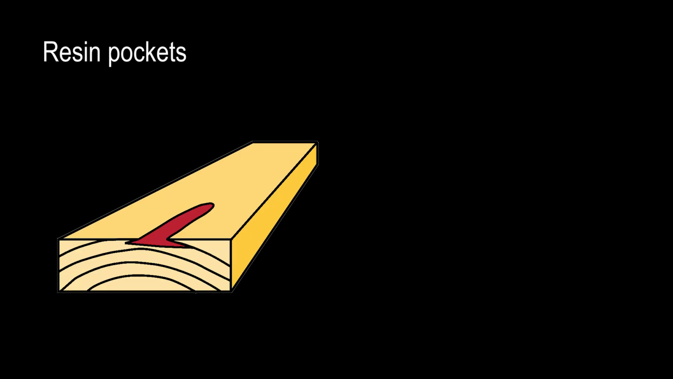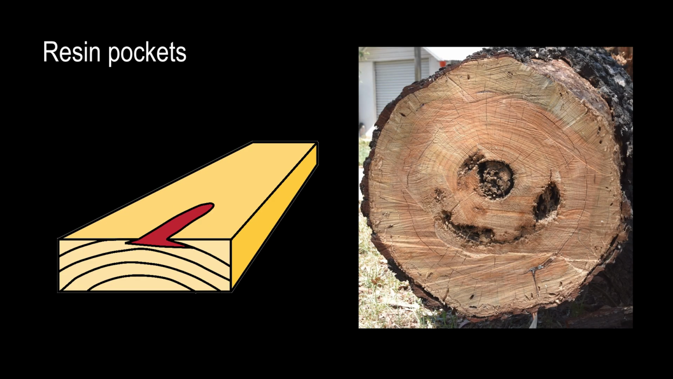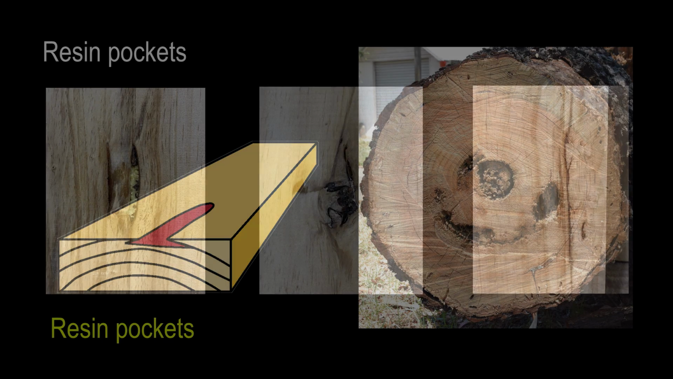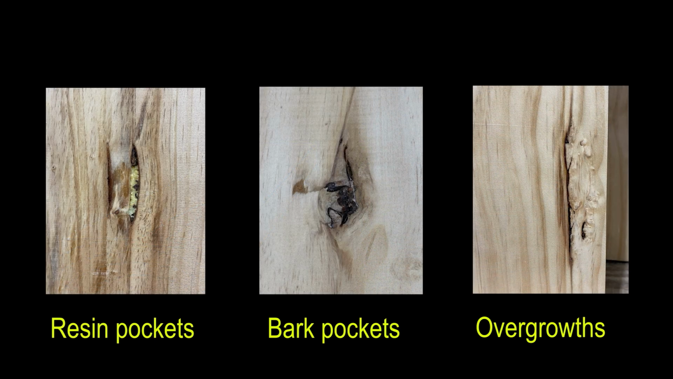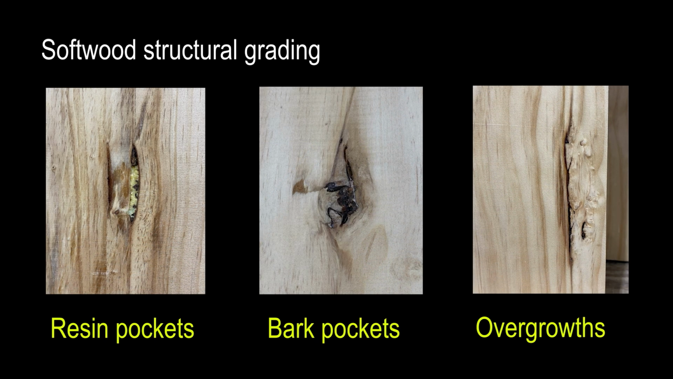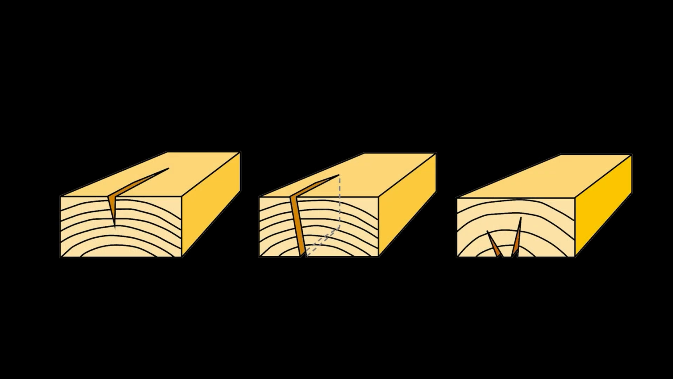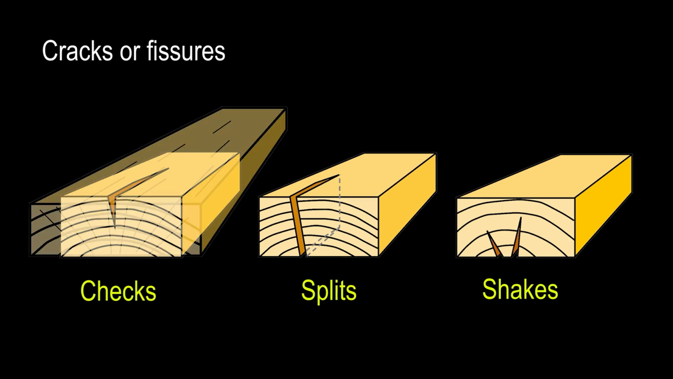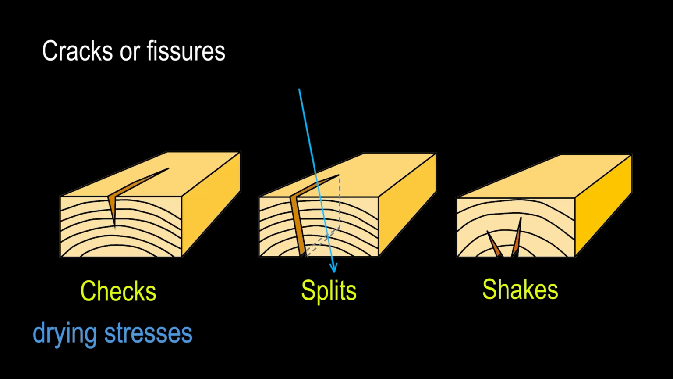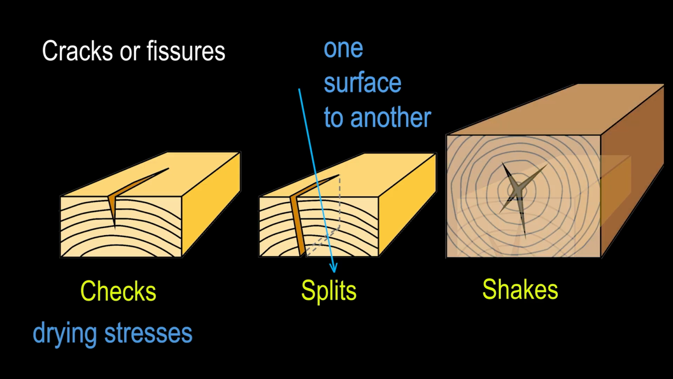Resin pockets occur when a tree suffers an injury and patches up the damaged area with resin. These pockets are often associated with bark pockets and overgrowths of injury, so in the softwood grading rules they're grouped together and assessed in the same way. The most common types of cracks or fissures in the grain are checks, splits, and shakes. Checks generally result from drying stresses. Splits occur when there is a lengthwise separation of fibers that runs from one surface to another surface. Shakes occur as a result of internal stresses in the tree or log during felling or conversion to sawn timber.